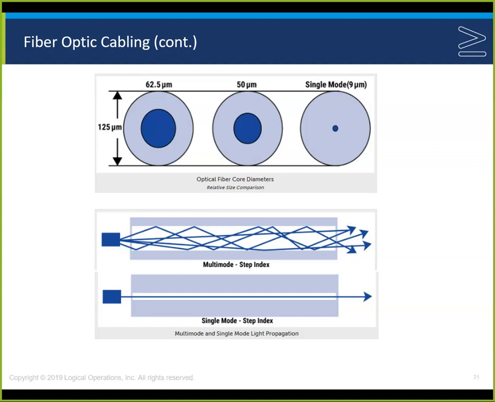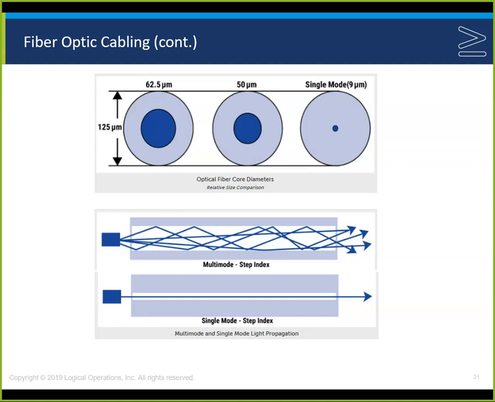The image of what we have, the 62.5 micron is one of the standards for multi-modes, and then we have a 50 micron, and then the 9 micron that we use for the single mode, and the comparison for how much area is in the glass itself, in the core itself.